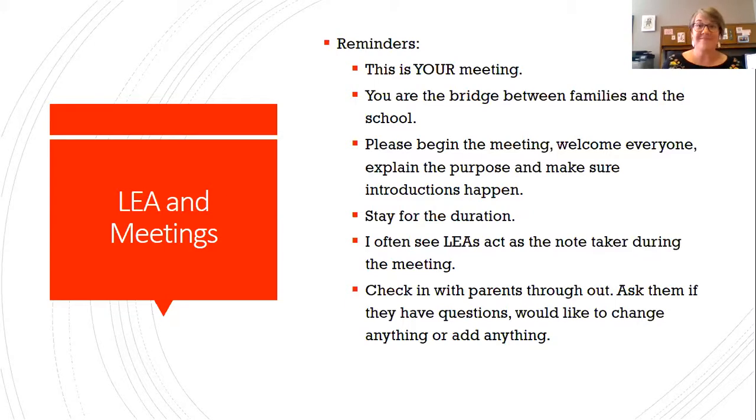You need to stay for the entire meeting. And I know that there are exceptions to that rule, if something is happening in the building that you have to attend to, but the law says you need to be there the whole time. So that should be the exception rather than the rule. I often see the LEAs in meetings act as the note taker, which is a nice way for you to stay engaged in the meeting. Some of these meetings that we're in are really long. Plus it gives you the opportunity to clarify what might be happening in the meeting.